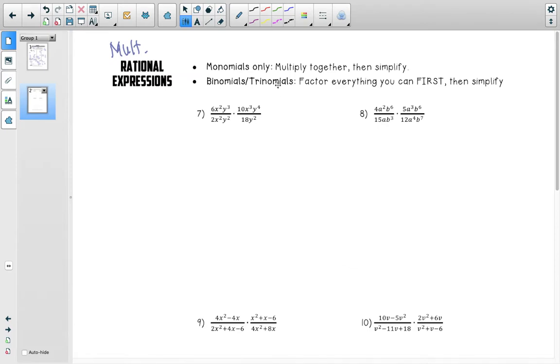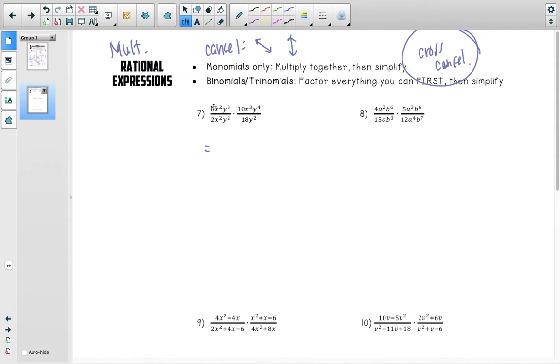So you can do it this way. You can also cross cancel. And I'm going to show you this method, I think. I want to change my mind. You can cross cancel, so you can cancel diagonally or up and down, but not side to side, okay? And that's why some people say multiply together then simplify, but I think I'm going to show you this way for this problem, and I'll show you the multiply together on the number 8.